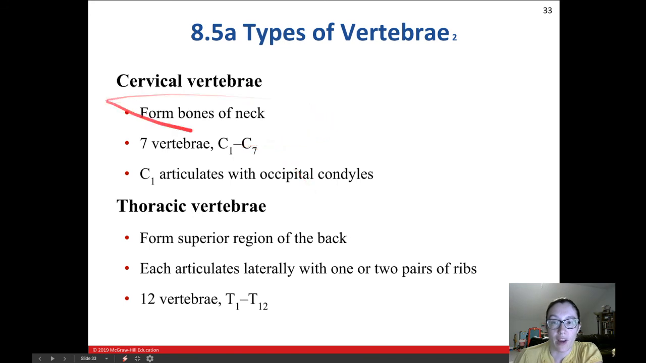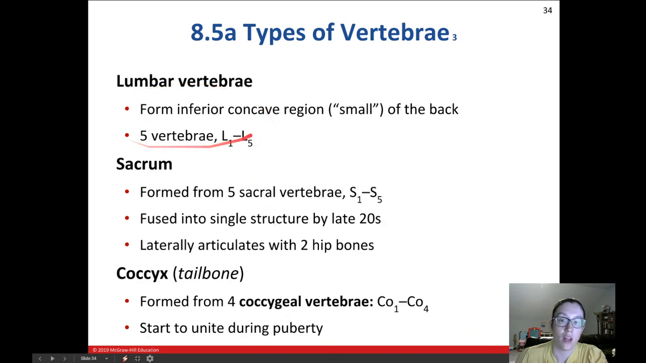So the cervical vertebrae form the neck bones. There are 7 vertebrae, C1 through C7. C1 articulates with the occipital condyles of the skull. Next, we have the thoracic vertebrae. They each articulate with one of your ribs, well, 2 of your ribs, 1 on each side. That's really important. There are 12 of them, T1 through T12. Now, the lumbar vertebrae are the widest vertebrae. They're the weight-bearing vertebrae. They bear the most weight in the body. They form the small of your back, and they're L1 through L5.